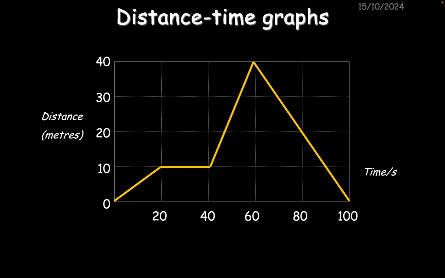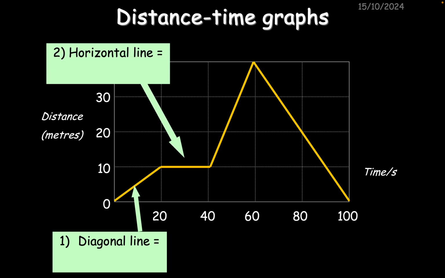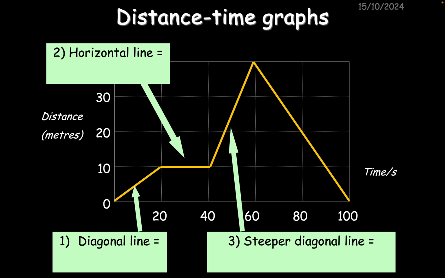Okay, so that's a summary of distance time graphs. The first diagonal line, the steepness tells you about the speed. The steeper the line, the faster it is. If it's horizontal, the steepness is 0, so the speed is 0. Okay, the distance does not change. And then the third line is a steeper diagonal line, so it's faster than the speed in line 1.